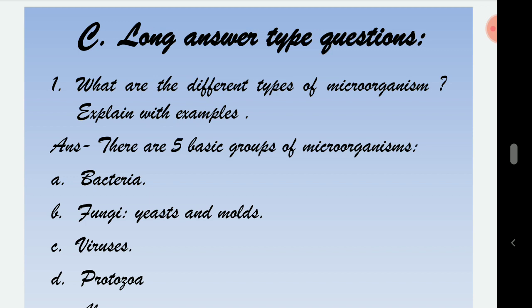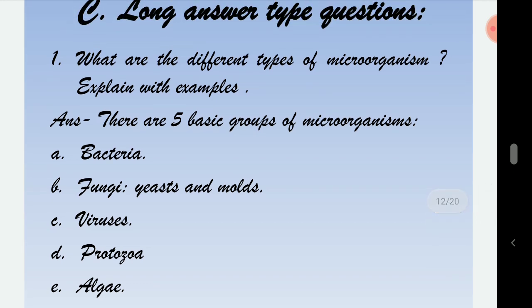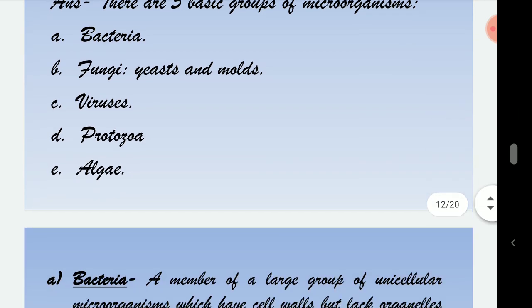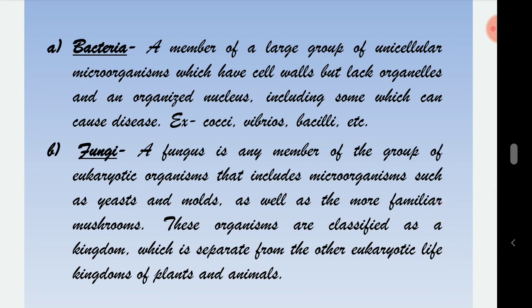Explain with examples. Now there are 5 basic groups of microorganism that we have to study in this chapter: bacteria, fungi, viruses, protozoa and algae. First is bacteria, that we have to describe also with examples.